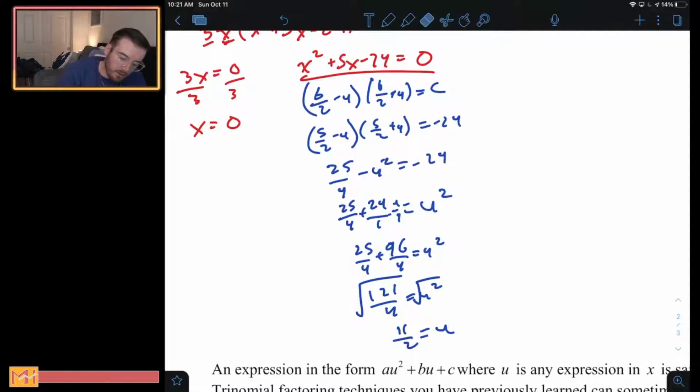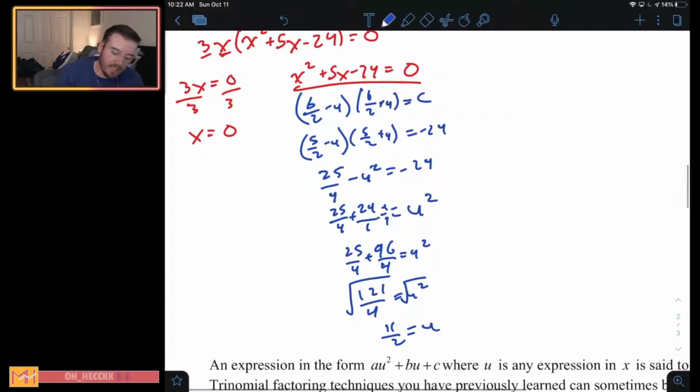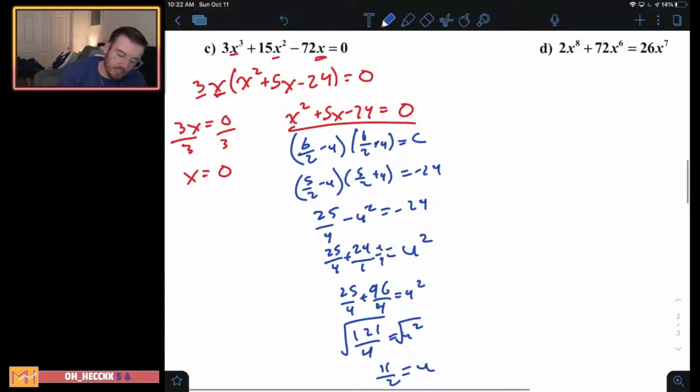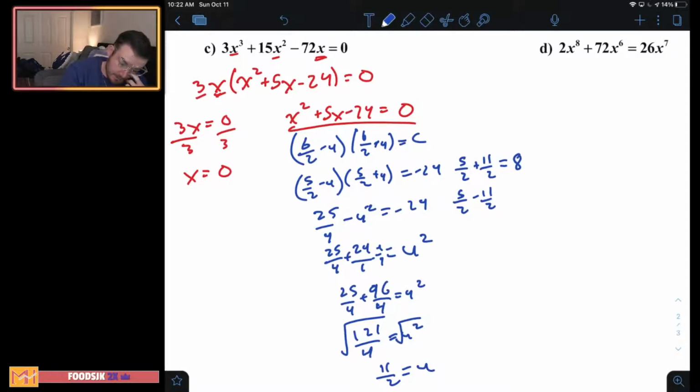I know, some of us don't like fractions, but the more you do this, the easier it's going to seem, and the more steps you can skip. So I get 11 halves equals u. So 5 halves plus 11 halves, 5 halves minus 11 halves, I get 8. And 5 minus 11 is what? Negative 6, so negative 3.